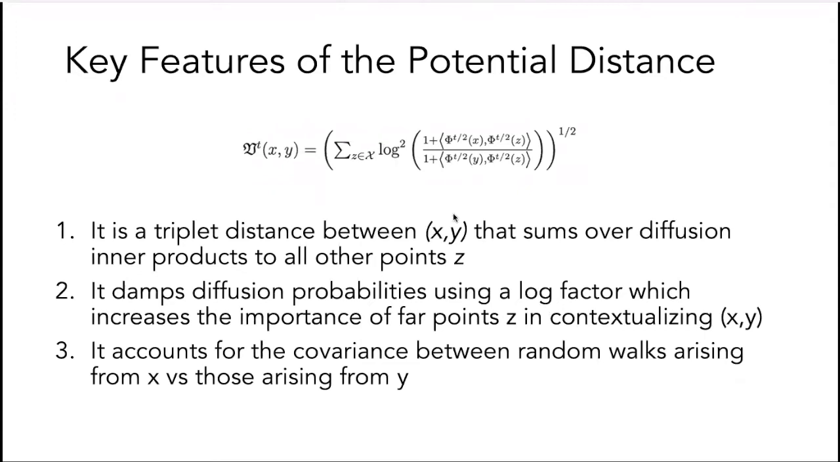Of course, it sums over diffusion inner product. So you're looking at what's the probability of going from this data point to all others and this to all others instead of direct distance between those 2 data points. And it basically accounts for how correlated are random walks starting from each data point. So it follows the manifold structure.